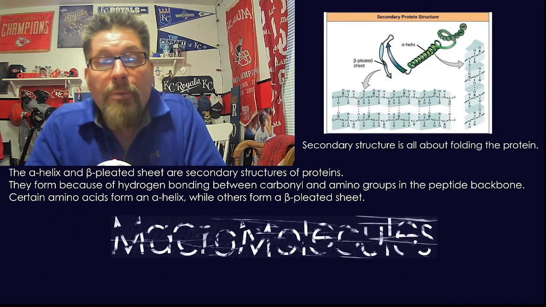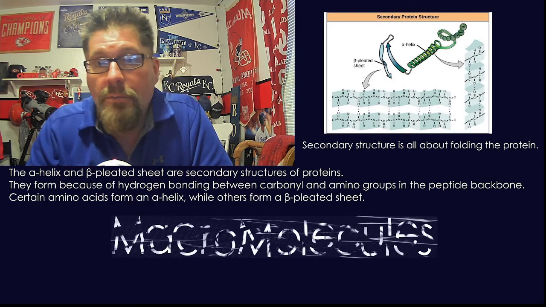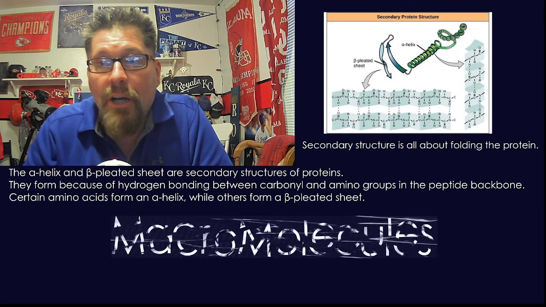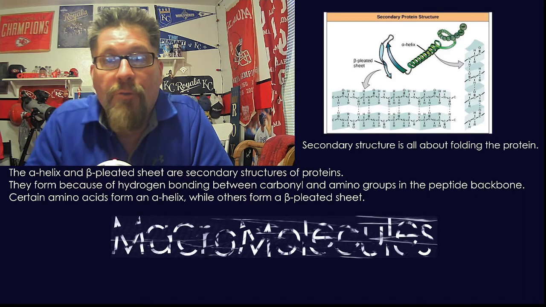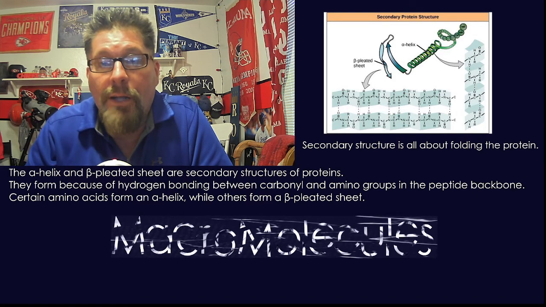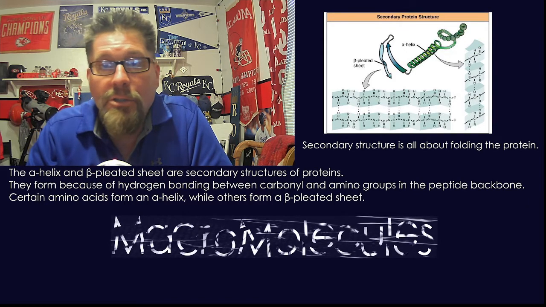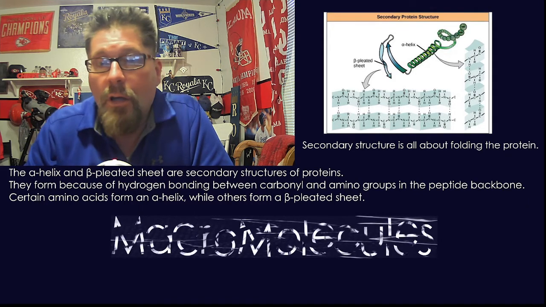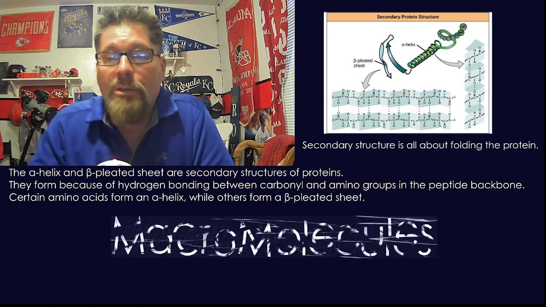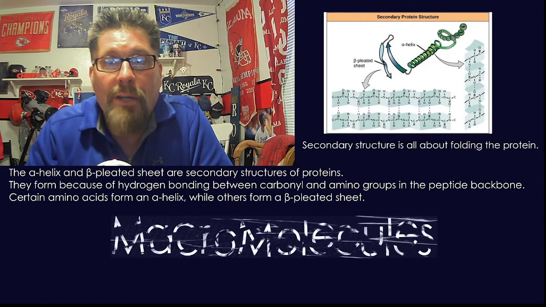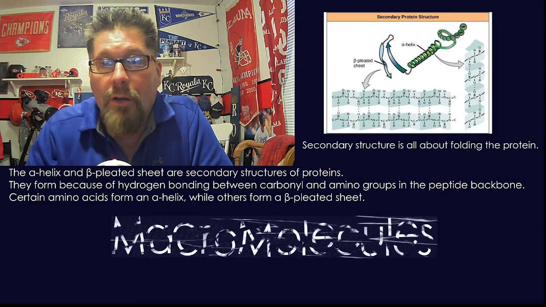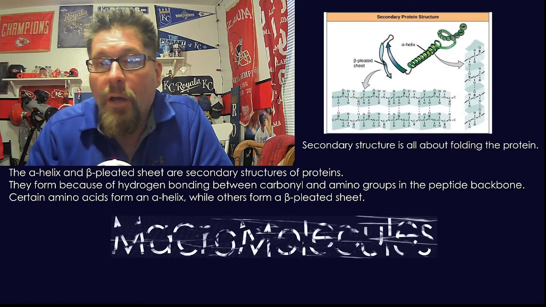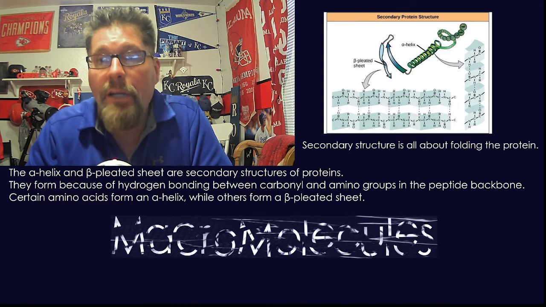Now that the protein is built, now the fun begins. Secondary structure is all about folding the protein in such a way to maximize space. Now there's a couple of ways that this is done. You got your alpha helix or your beta pleated sheets. These are secondary structures of proteins, and most amino acids do one or the other. They don't do both.